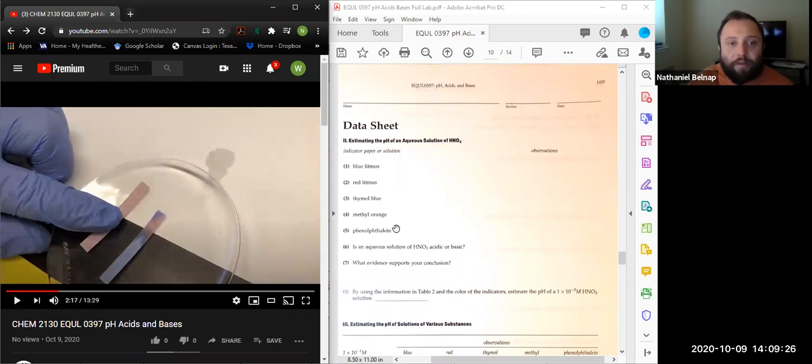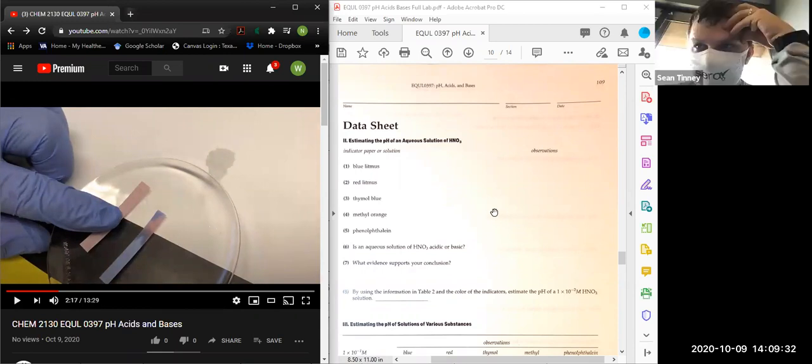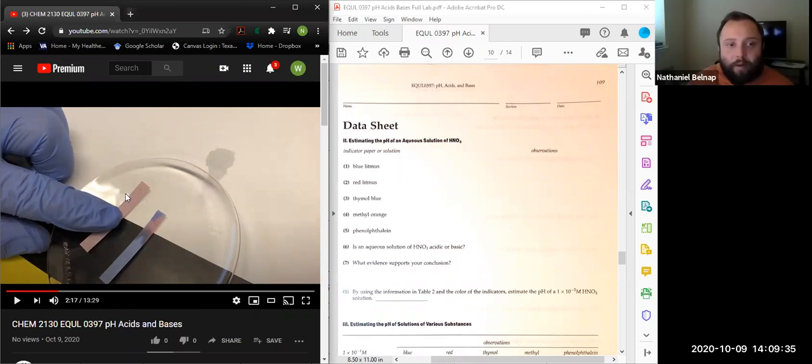So what does that look like to you guys? Is it changing red on the blue litmus paper? Yep. And then on the red litmus paper, is that changing colors at all? No. So just based on this, what would you guys assume? Is it more of an acid or a base? I mean, it's also in its name, so that kind of gives it away. It's probably more of an acid, right? It's called nitric acid.